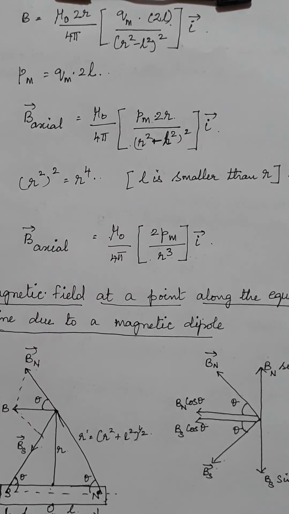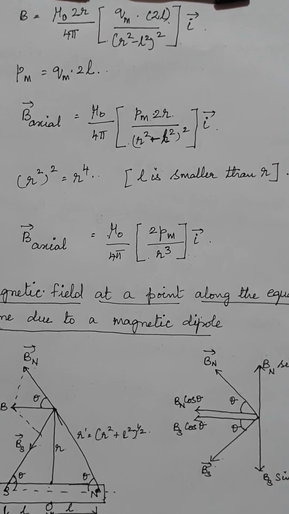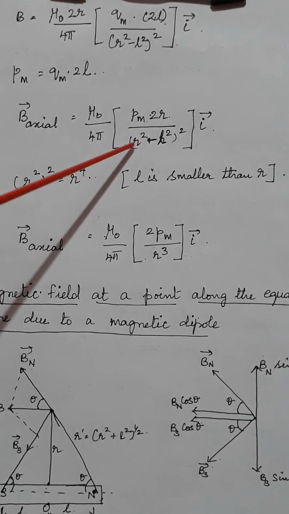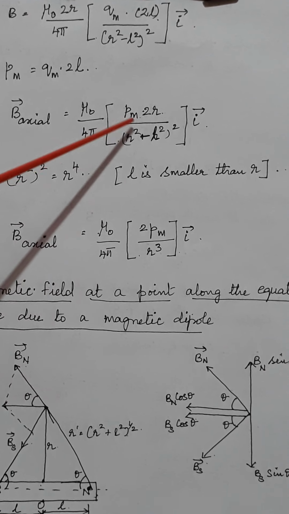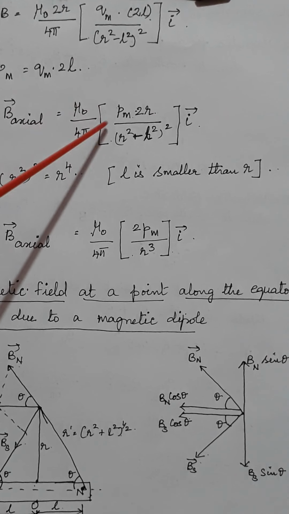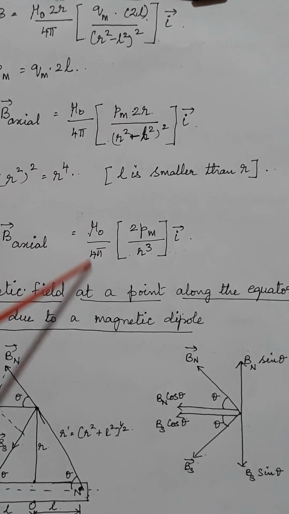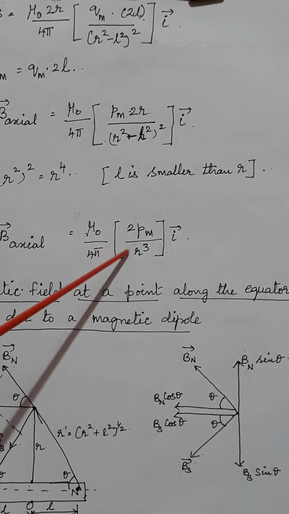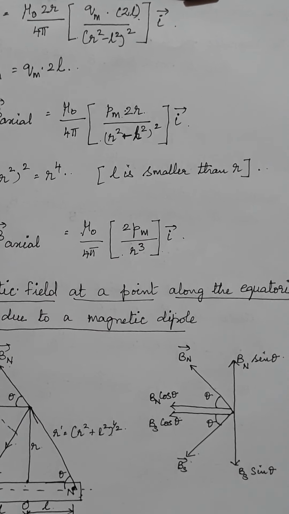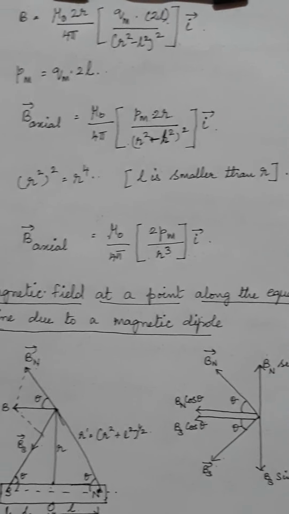What happens here is, when you compare r and L, L is very small. So this whole term turns out to be r power 4. So one r and one r will get cancelled. What else is remaining there is 2, so 2 Pm. So it will be mu naught by 4 pi into 2 Pm by r cube. This is the answer that you have got even in your electricity lesson.